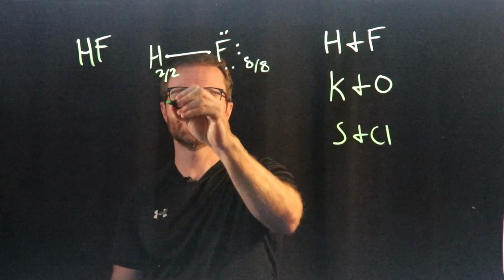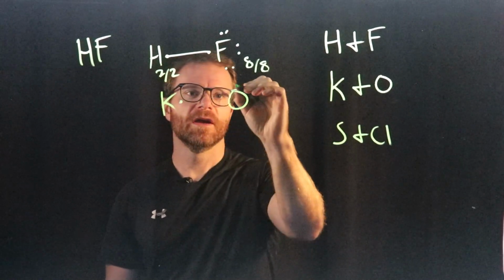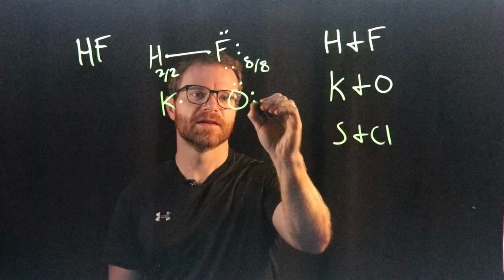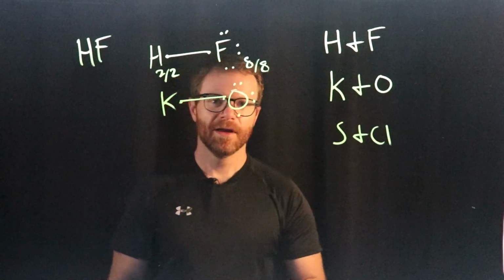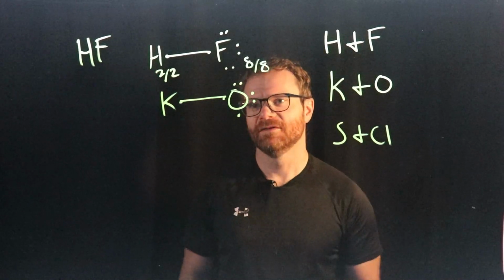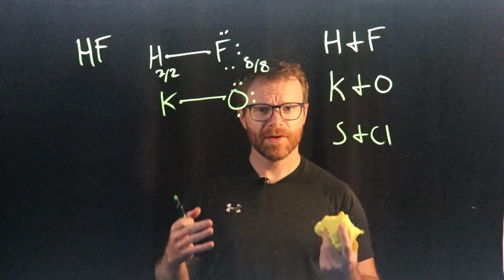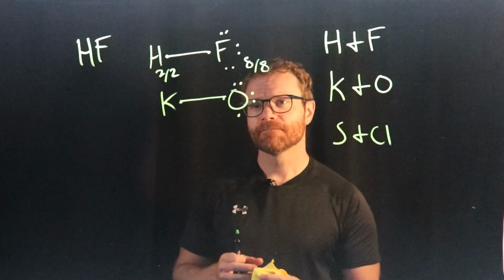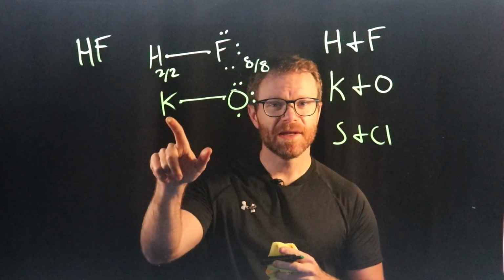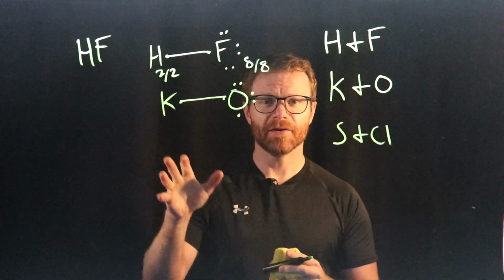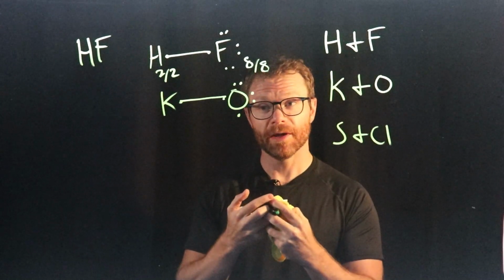Okay, next one, potassium and oxygen. Potassium has 1, oxygen has 6. Surely there's going to be a single bond here. Actually, trick question. That single bond would never happen. Can you think of why? The reason is potassium is a metal. It's not a nonmetal. And remember, covalent bonding happens between 2 or more nonmetals.